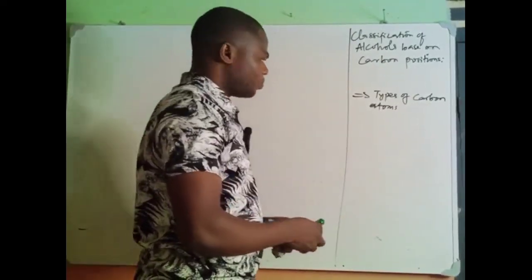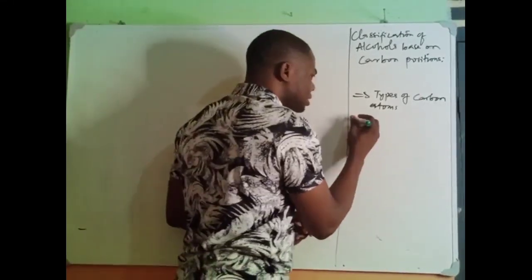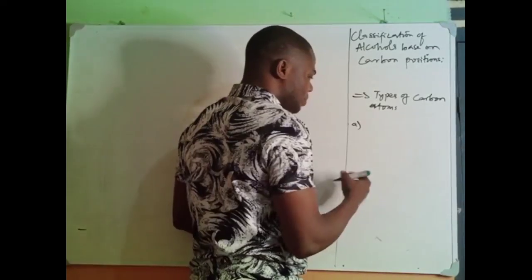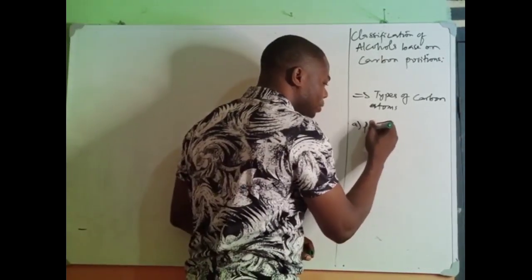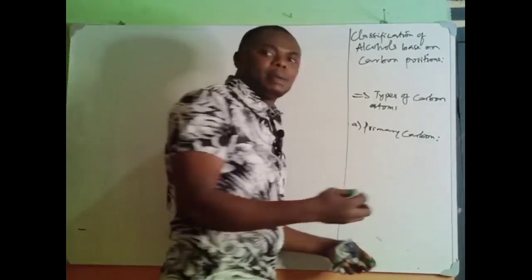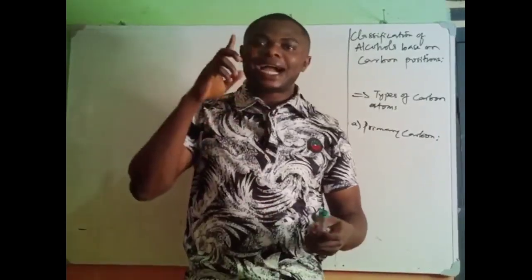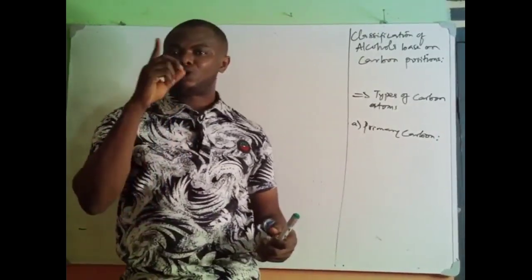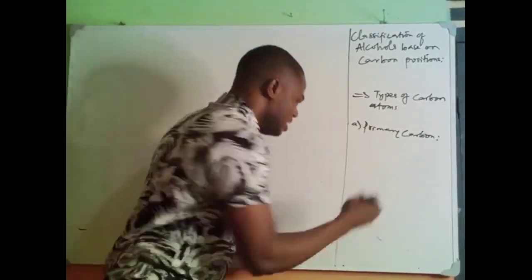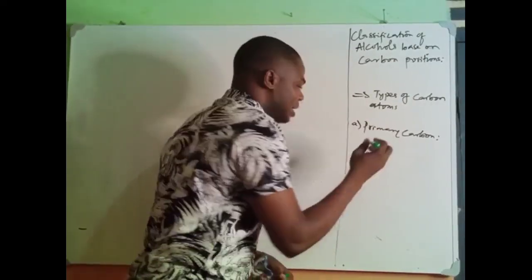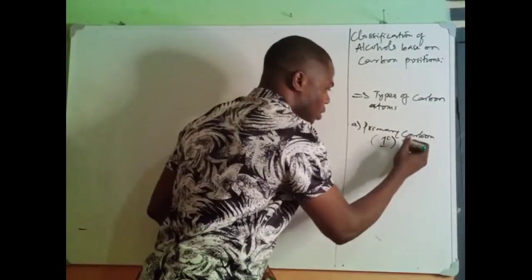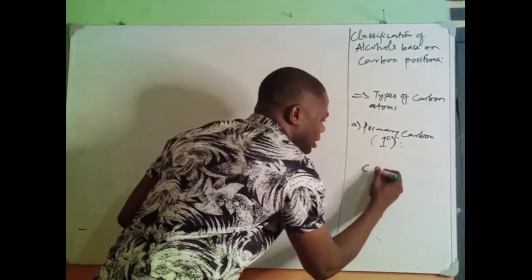So, types of carbon atom. Under this, we have number one, or let me number with alphabet, A, primary carbon. What is a primary carbon? A primary carbon is a carbon atom that has only one other carbon directly attached to it. The symbol of primary carbon is 1 degree. Let me use that for primary carbon, 1 degree.